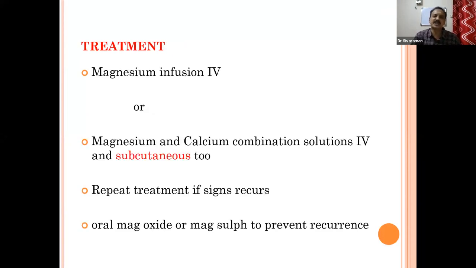We can give the magnesium infusions. Magnesium or calcium combined infusions can be given either IV followed by subcutaneous. And oral magnesium oxide or magnesium sulfate can be used for preventing the recurrence.